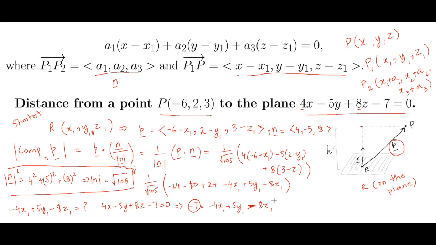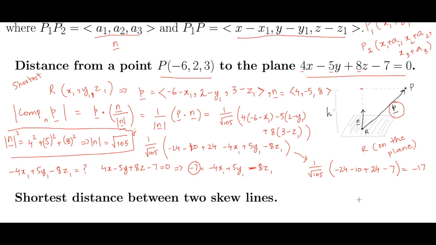So my answer is, this guy here is 1 over root 105 times minus 24 minus 10 plus 24 minus 7. Okay, so this is equal to minus 17. So then the height is, actually we have to take the magnitude here. So h is equal to minus 17 over root 105 in magnitude, which is equal to 17 over root 105.